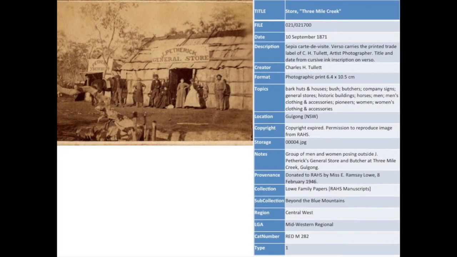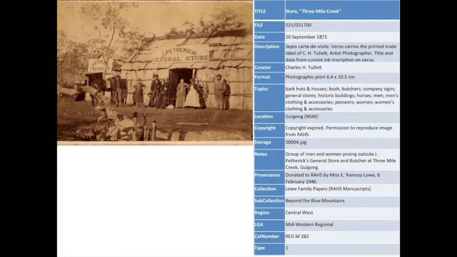From this actual example, we can see that the image was taken on the 19th of September 1871 and is a sepia carte de visite. We also see from the description field that the title and date come from a cursive ink inscription on the reverse of the image. The creator was Charles Tullett, and the original print is 6.4 by 10.5 centimetres. The major subjects include bark huts and houses, bush, butchers, company signs, general stores, pioneers, and men's and women's clothing and accessories. The image is out of copyright, but permission from the RAHS is required to reproduce the image.